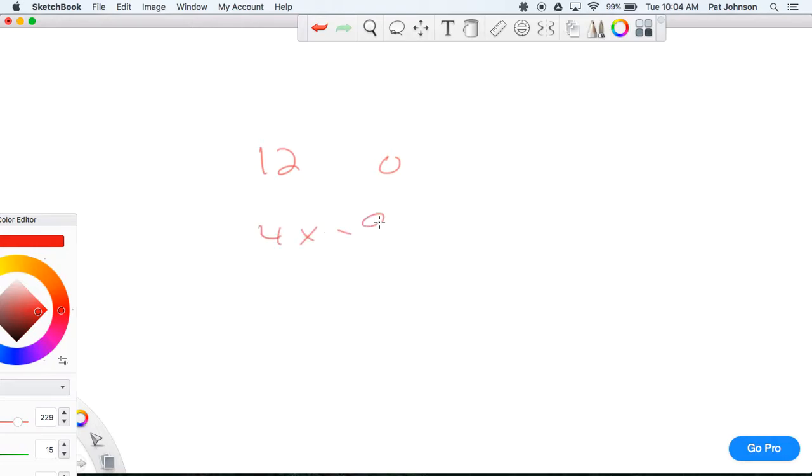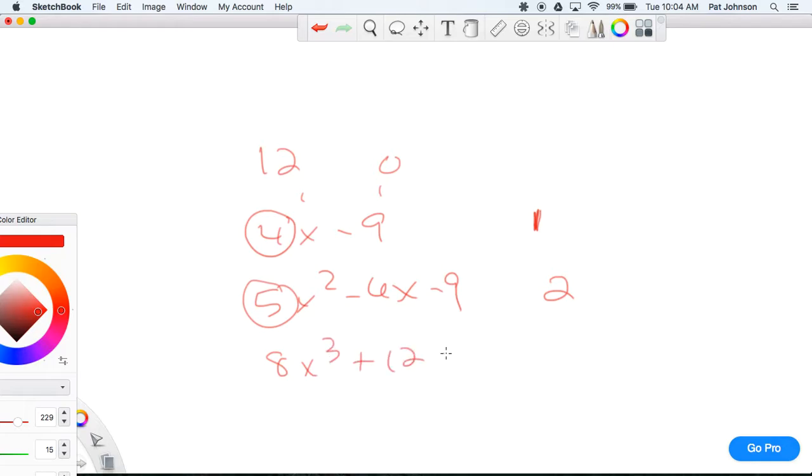If I have 4x minus 9, this is called a linear because it has a degree of 1. Linear means 1. And its lead coefficient is going to be 4. Now let's look at 5x squared minus 6x minus 9. This has a highest degree of 2, so it's called a quadratic polynomial, and its lead coefficient is 5. If we look at 8x cubed plus 12x squared minus 3x plus 1, its degree is 3 because that's the highest degree of all the terms, and the lead coefficient is 8. So in general, the degree is going to be the highest degree of the polynomial, and its lead coefficient is going to be the coefficient of that term.